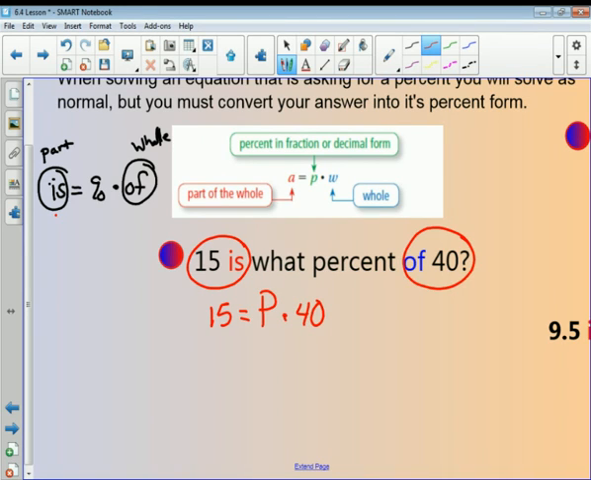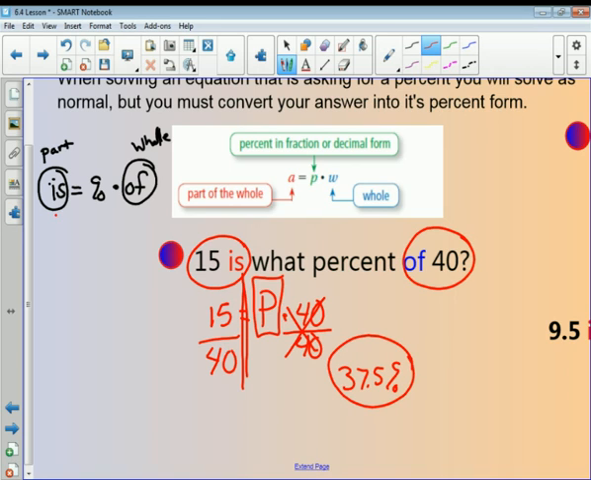Okay, so I want to work to get the letter P by itself. So I'm going to divide by 40. I'm going to take 15 divided by 40 on my calculator. When I do that, I get 0.375. Remember, we're changing this into its percent form, so two places towards where I would put a percent sign would be 37.5%.